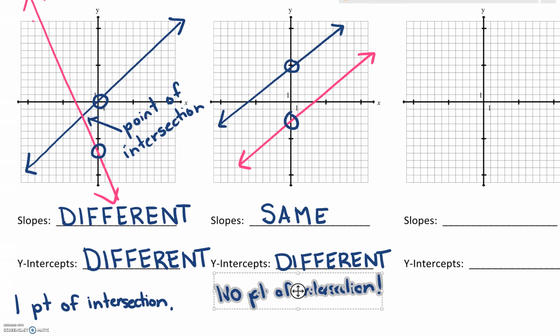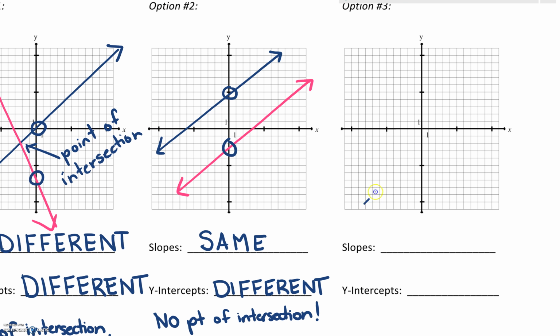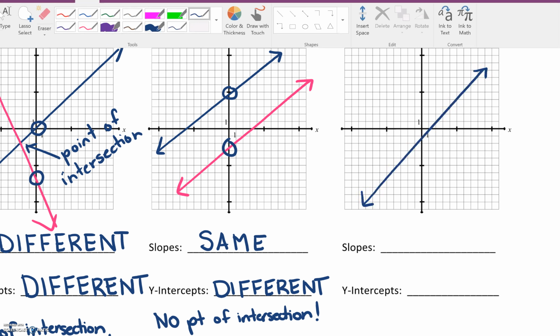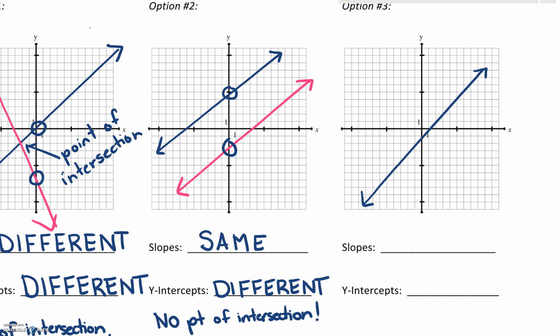And then there's one more situation. So I'm going to go ahead and draw two lines. Okay, so there's the first line. That could be line A. And then I'm going to go ahead and draw line B.